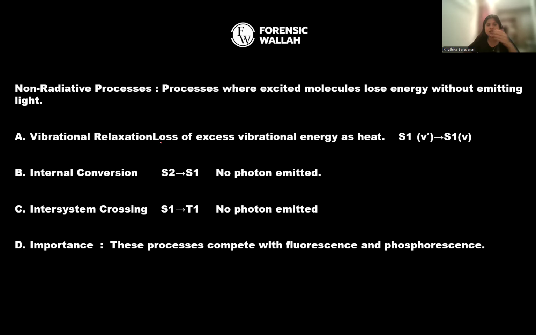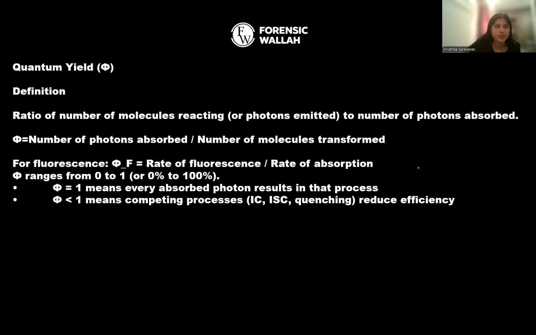Internal conversion means, from S2 to S1, from one state to another state, the conversion is taking place, but there is no emission of photons involved. Intersystem crossing, we know that, right? Here also, from singlet state to triplet state, a conversion takes place. Here also there is no photon emission involved. So these processes compete with fluorescence and phosphorescence respectively. So that is about non-radiative processes. Okay.